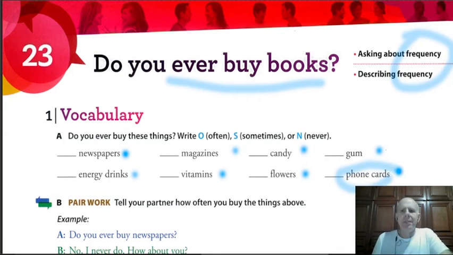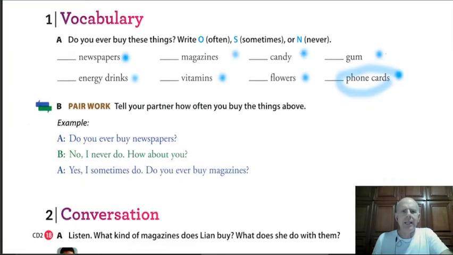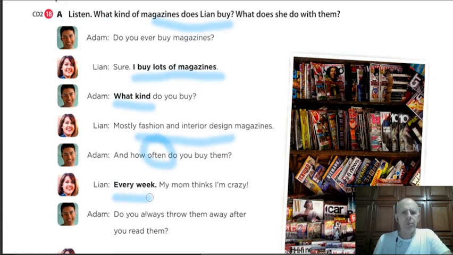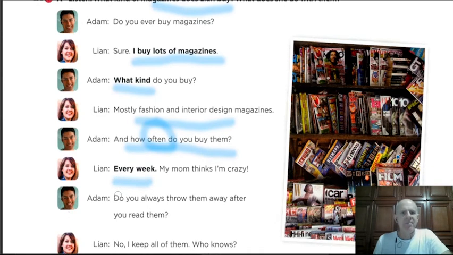Well, do you remember the dialogue? We had a dialogue here in this lesson, and it was about the magazines that Lian used to buy. She said she bought lots of magazines, but what kind? Fashion and interior design magazines. How often? Every week. So look at the question. How often do you buy magazines? I buy magazines every week, right?